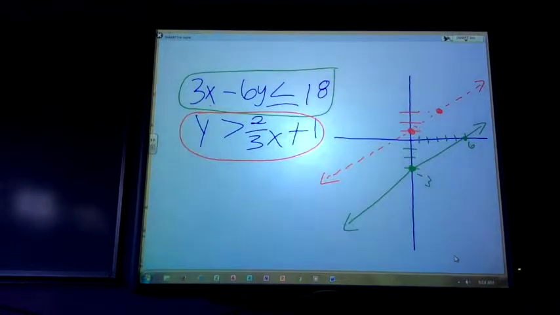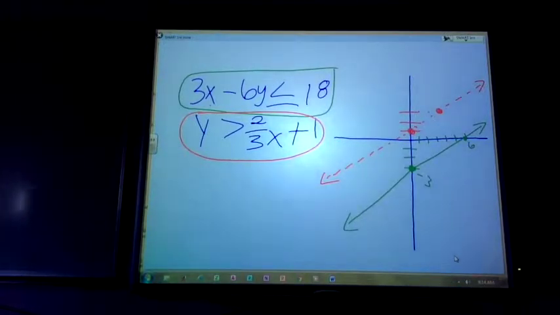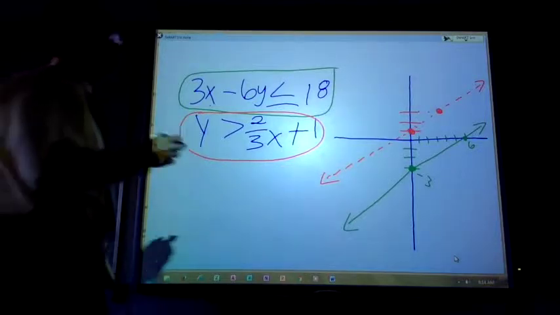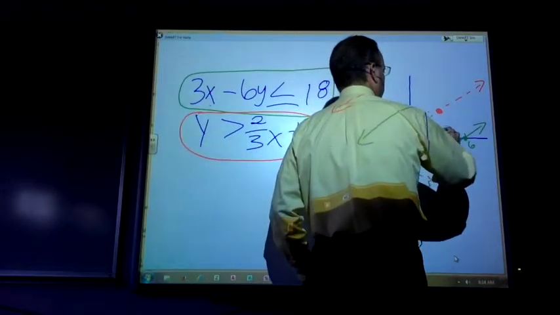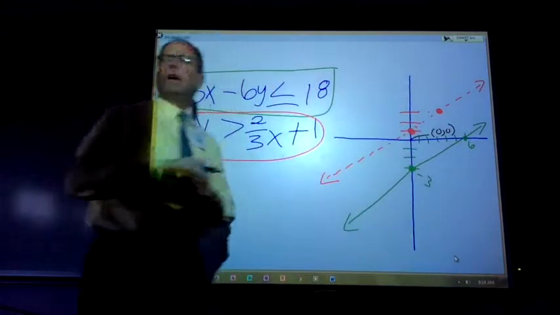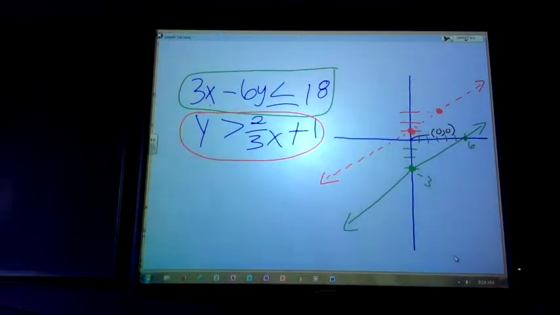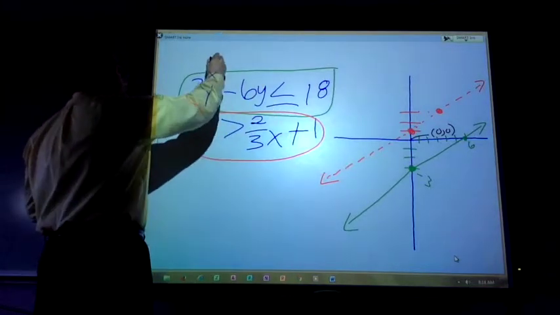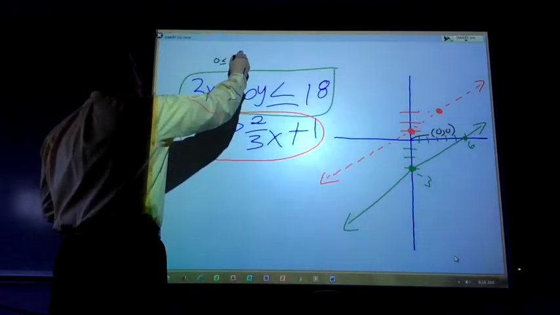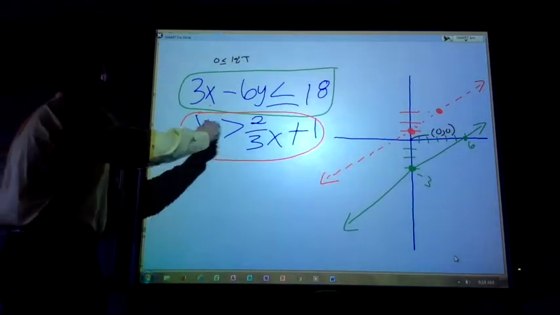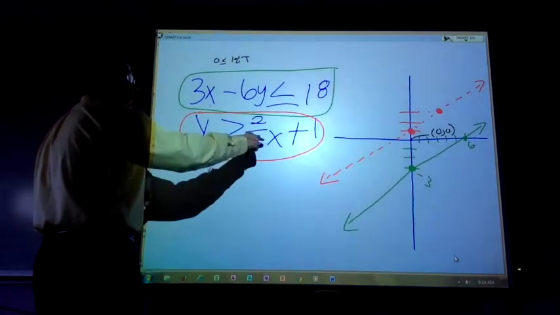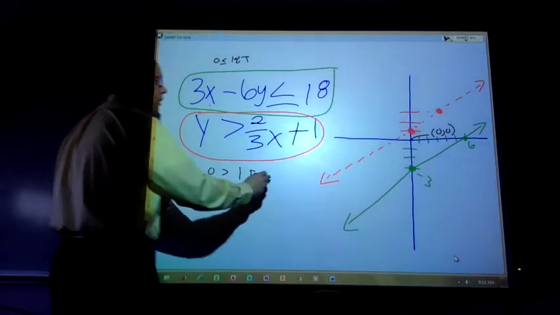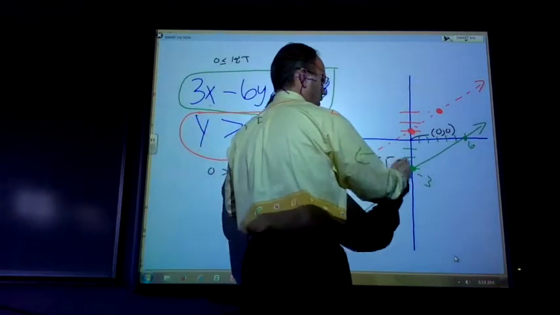Good so far? So, Celine, what would be a good test point? 0, 0. So good test point, 0, 0. That's in between the 2 lines. If that gives us true, true, we're going to shade in between. So plug in 0, 0 in, 3 times 0, 6 times 0. 0 is less than or equal to 18. That's true. If I plug 0 in here, 0 is greater than 2/3 times 0 is 0 plus 1. 0 is greater than 1. That's false. So I get true, false in this one.